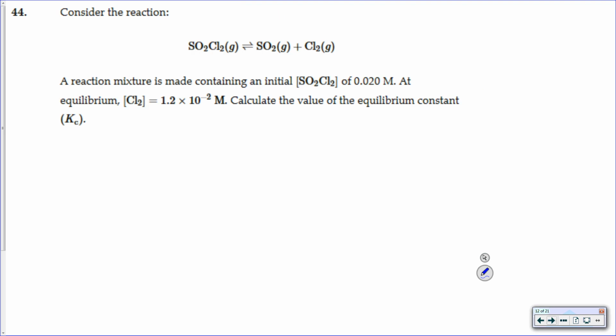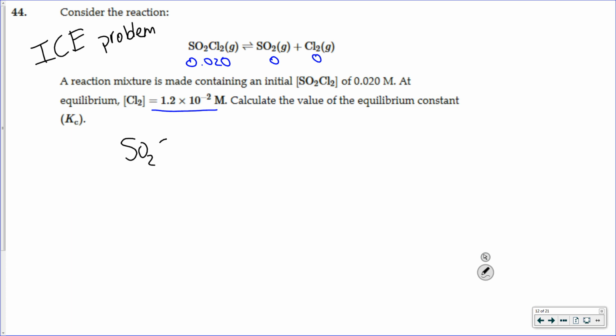Okay, here's another one like this. So I've got an equilibrium given. The reaction initially only contains some of the reactant. So I've got some of this stuff in here at 0.02 molar. At equilibrium, I know the concentration of chlorine. So initially I had this amount. Then at equilibrium, I've got this. And I want to know what the value of K sub C is. So we need to recognize this is an ICE problem. So start with writing the reaction out.